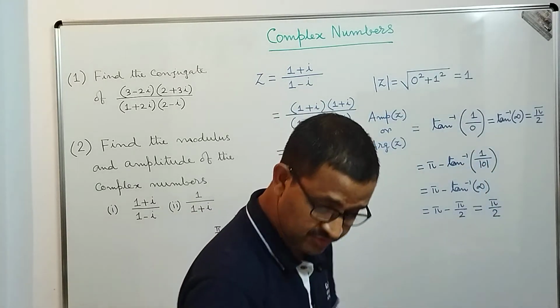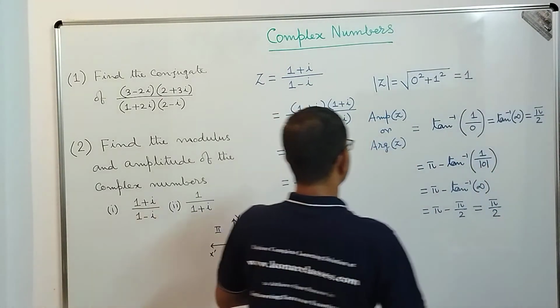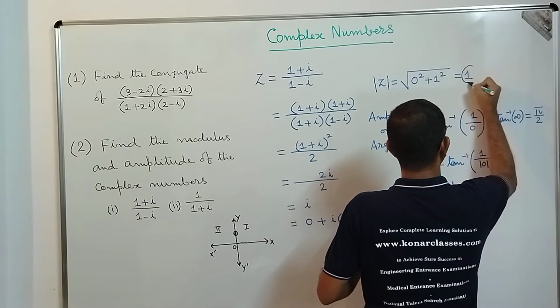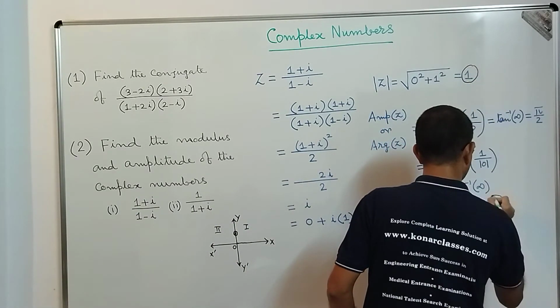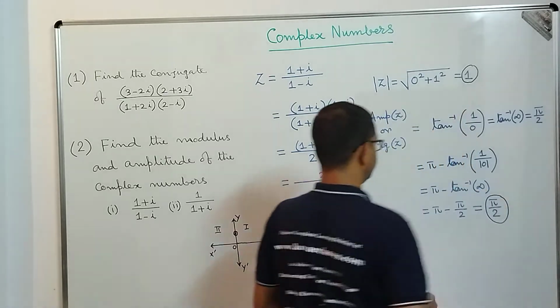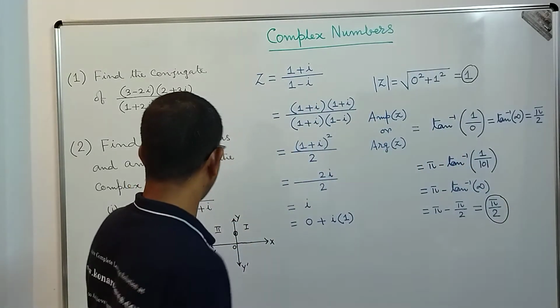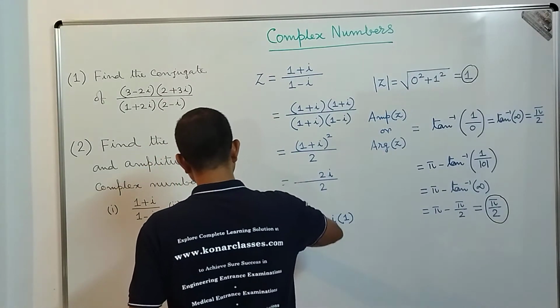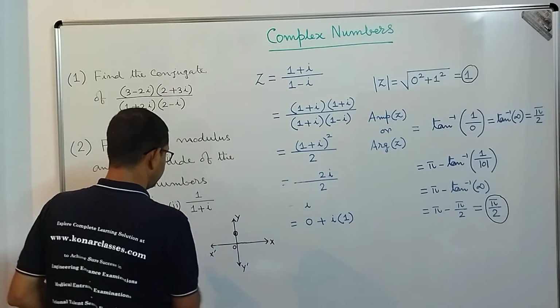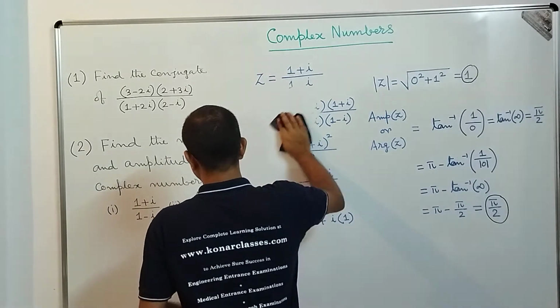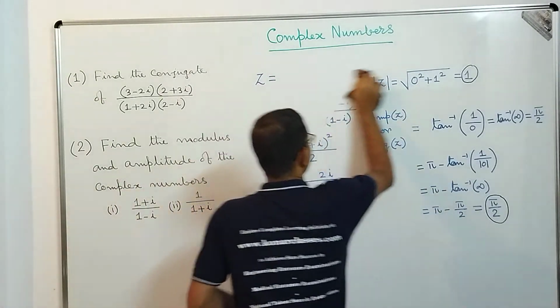So we get, dear students, the modulus of this complex number is 1 and amplitude or argument of this complex number is pi by 2. Now let's look into the second question. Let it be there, it may be required in the next one. So it is 1 by 1 plus i.